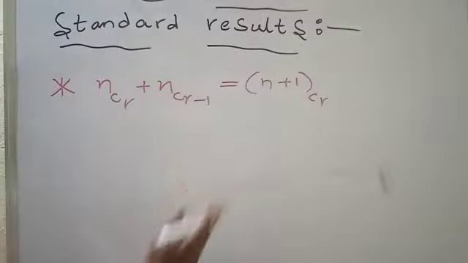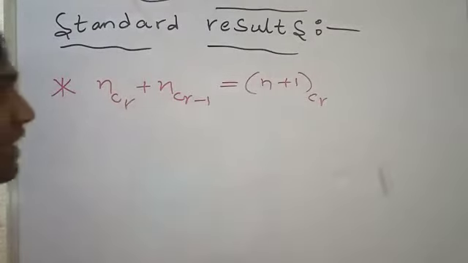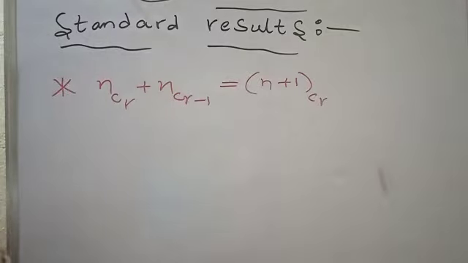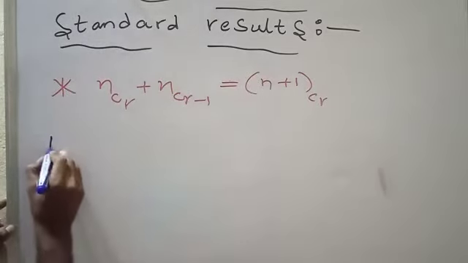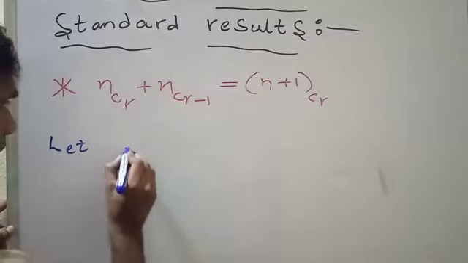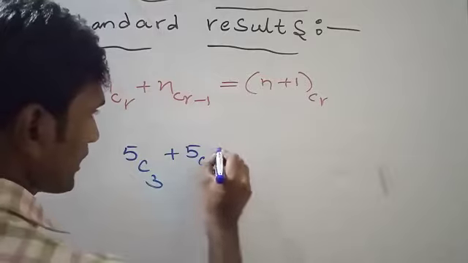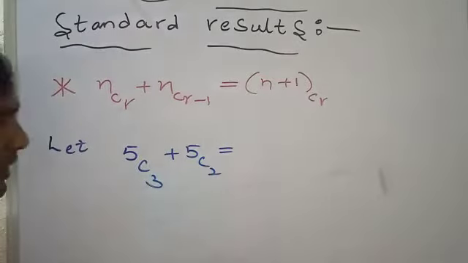To understand the formula nCr plus nC(r-1) equals (n+1)Cr, consider an example. See this one. Let 5C3 plus 5C2.